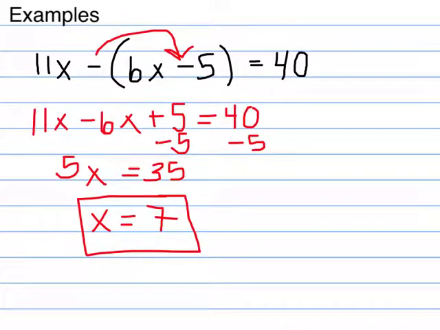If you're unsure if you got the right answer or not, you can plug that 7 back into the equation. So I have 11 times 7, which is 77, minus 6 times 7 minus 5, so 6 times 7 is 42. 42 minus 5, which is 37. So 77 minus 37 is equal to 40, so it checks out.